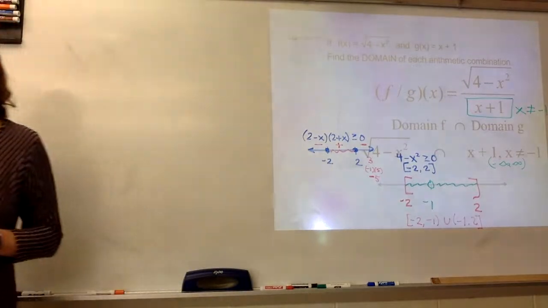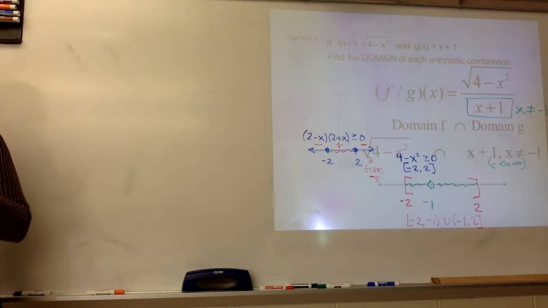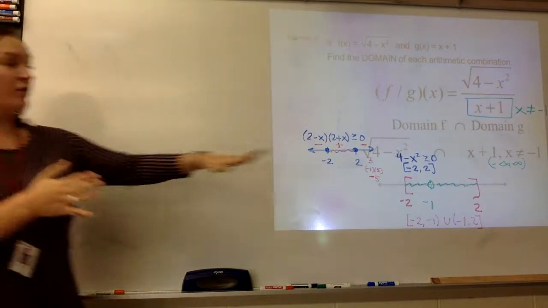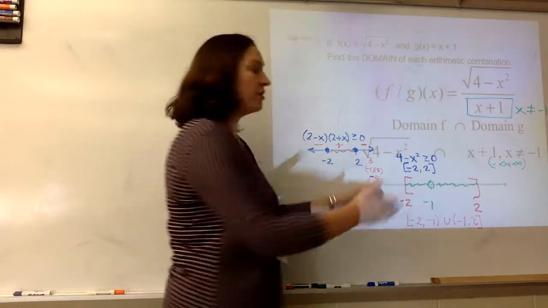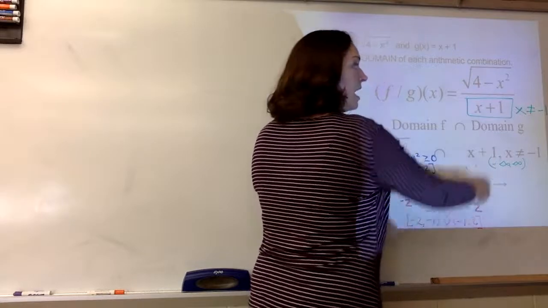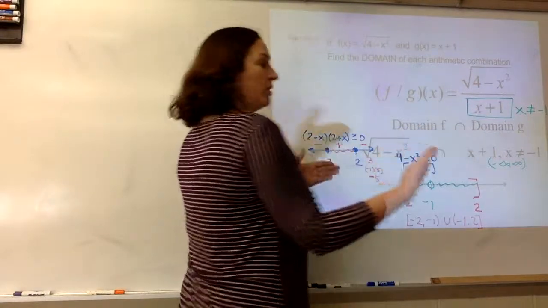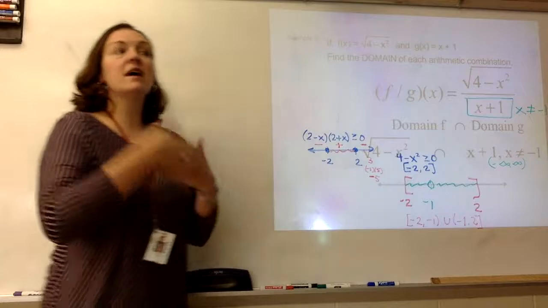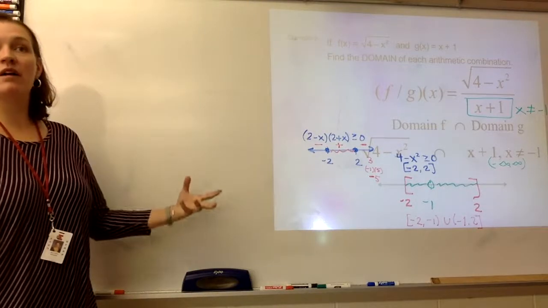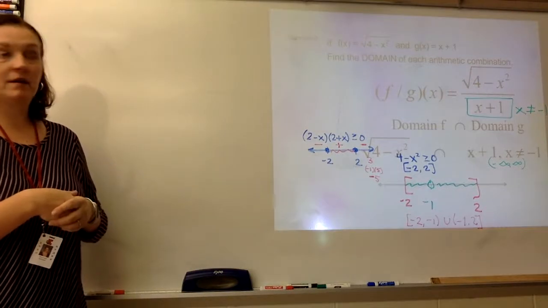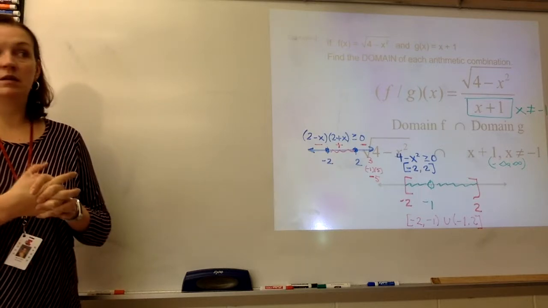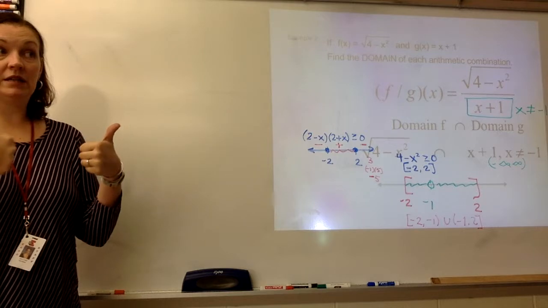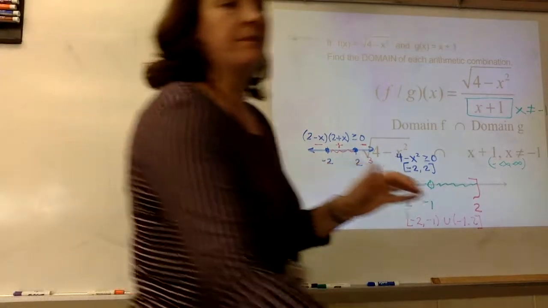All right, questions on this, why it looks different or anything? Be very clear in what you're doing. You're looking at the overlap of the two functions and then eliminating anything that would violate the denominator that falls in that domain. If this was an x plus 10, it would not change my answer here because -10 is outside of what I've already said was the overlap. Questions? Good? Okay. All right, let's move on.